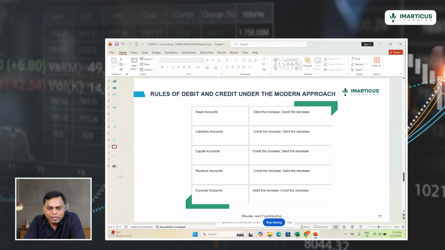So while recording transactions, the companies can follow the traditional method, where they follow the three golden rules of accounting and record the transaction, or they can follow a modern approach and follow these rules of assets, liabilities, capital and revenue and expense. They can apply these rules and record the transactions.